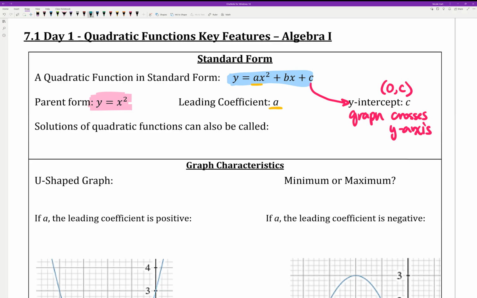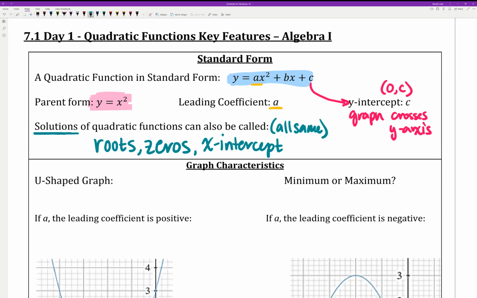Now, our quadratic functions are going to have solutions. Solutions has some other names that we sometimes refer to it as. These all are referring to the same place, the same solutions. Sometimes they're called roots, or zeros, or x-intercepts. So on something like the STAR test, you may have one question that refers to zeros and another question that refers to solutions, and they're talking about the same thing. So these are all the same.